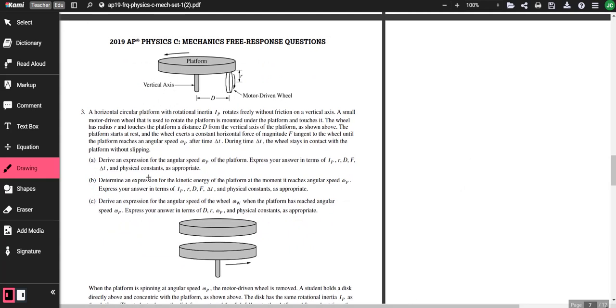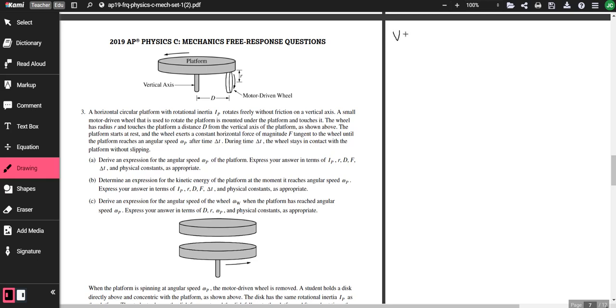Now, the first question is basically derive an expression for the angular speed. Make sure that you solve in terms of I, R, D, F, and T. One thing I would do is try to think about how you would solve this question without the whole rotation stuff. So essentially what we have is an object with some mass. It's starting from rest and it's getting a force exerted on it, and we want to know what the final speed is.